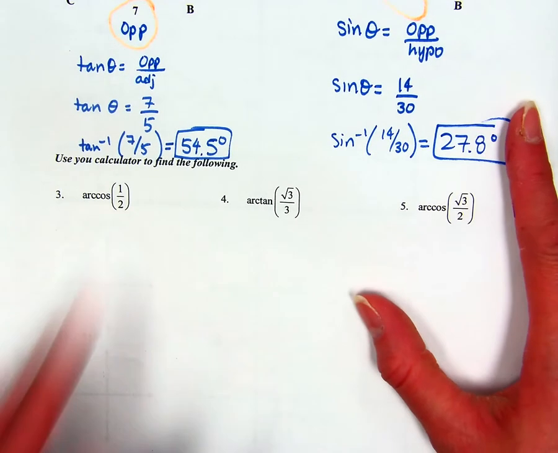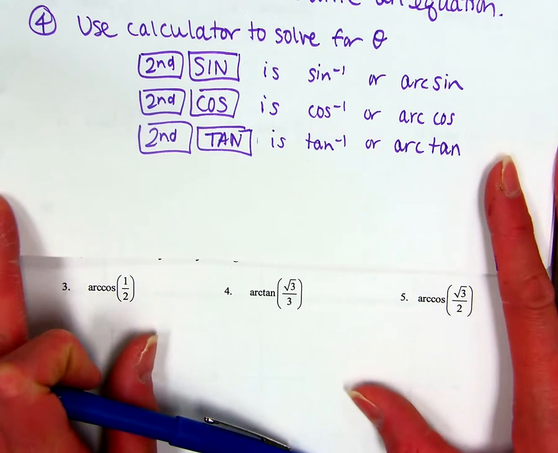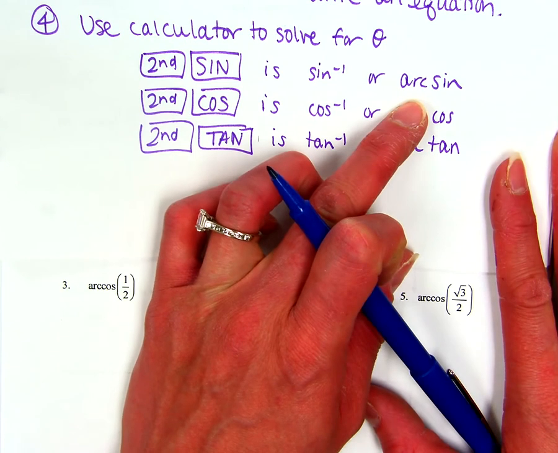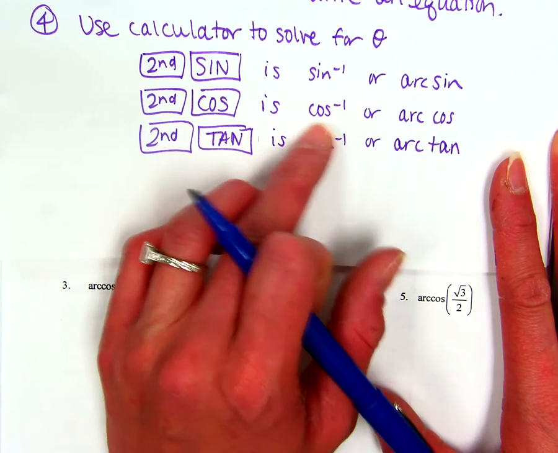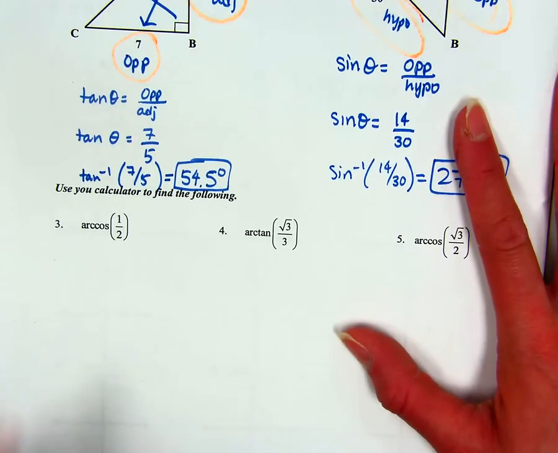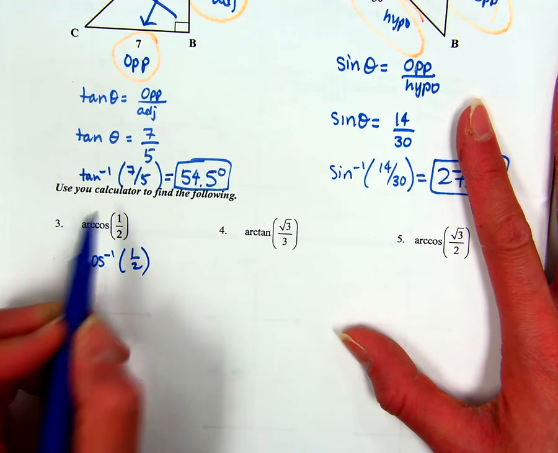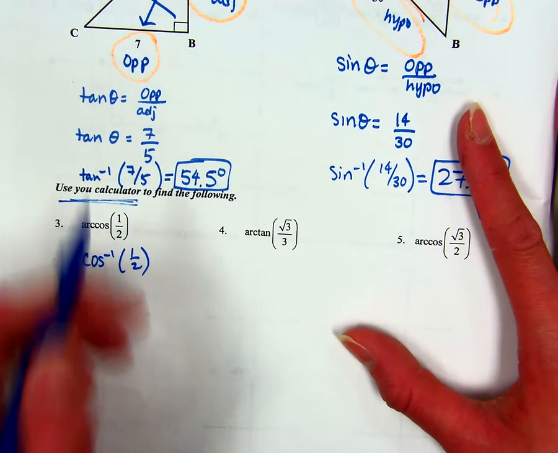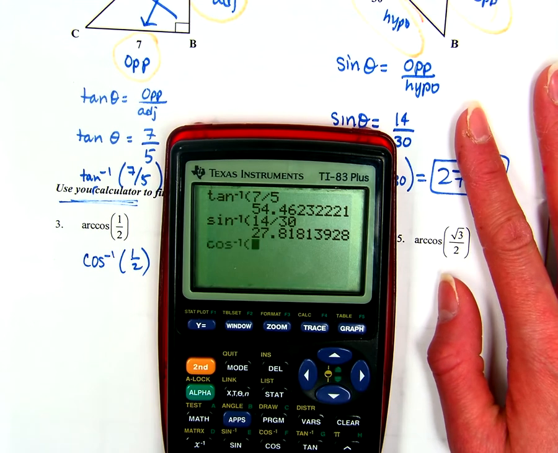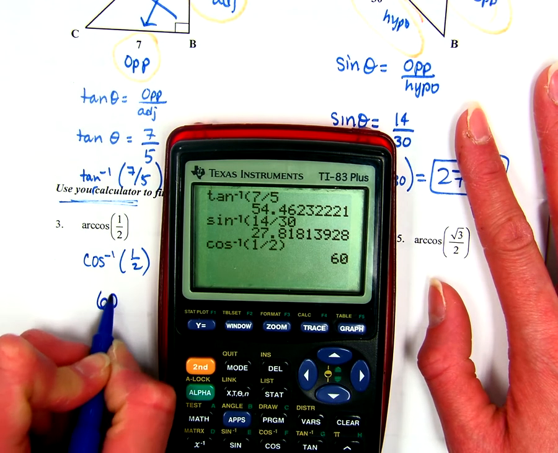If you notice in step 4 that I wrote down on the other page, second sine is called inverse sine. Sometimes books use arc sine as the notation, or for inverse cosine, they use arc cosine. So when you see number 3, arc cosine, that means the same exact thing as inverse cosine. This is just a use-your-calculator problem. You're going to do inverse cosine of 1/2. That's it. And the answer is 60 degrees.